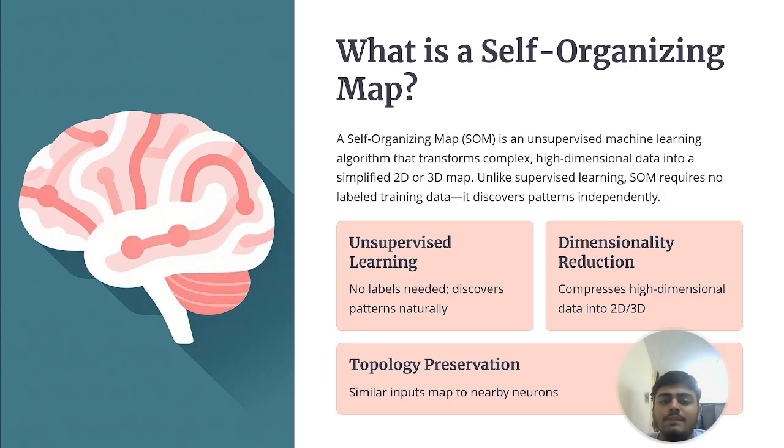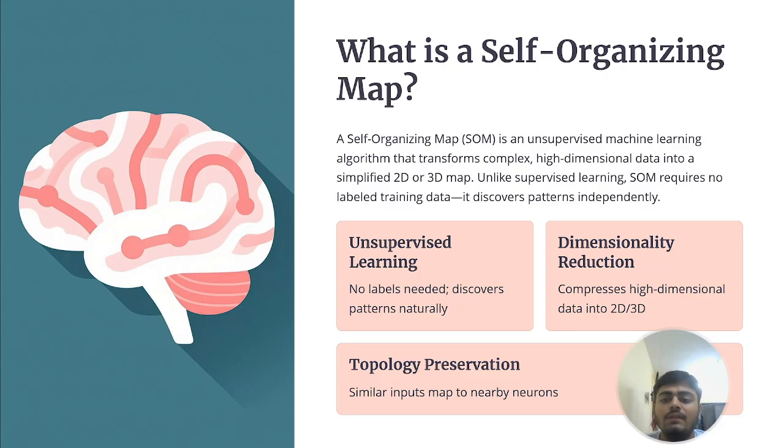So, first of all, what is actually a self-organizing map? A self-organizing map, or SOM, is a type of unsupervised learning. It helps us to take complex and high-dimensional data and represent it on a 2D or 3D map. So, it performs mainly three tasks. First task is unsupervised learning. In unsupervised learning, it has no predefined labels needed.